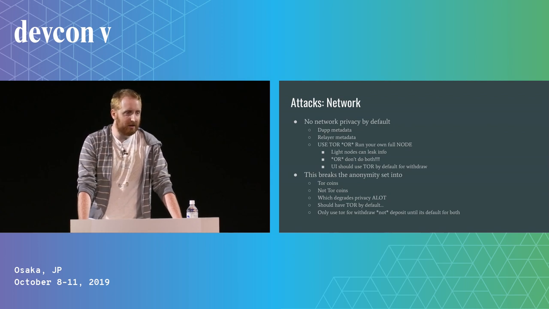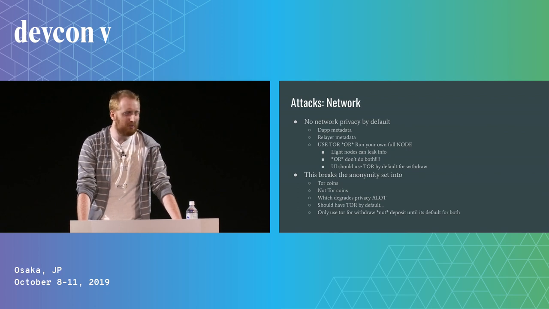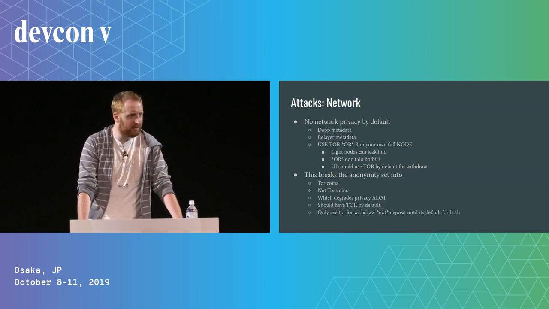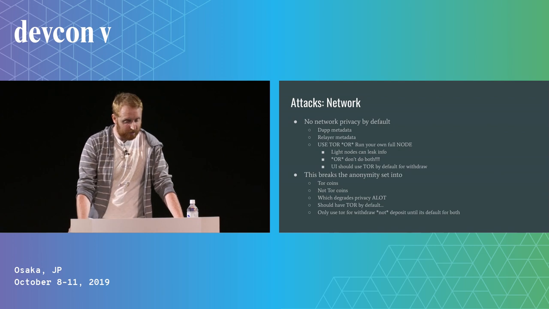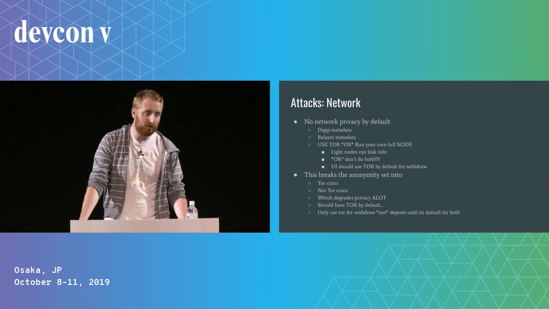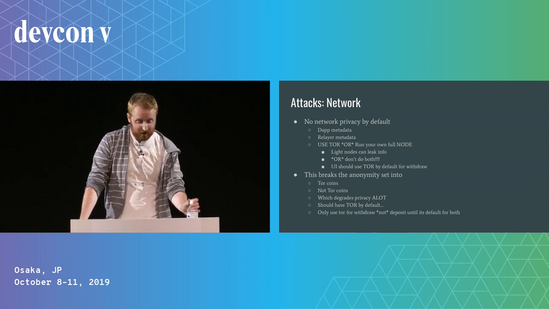So for example, imagine that there's 100 coins in the mixer, and one person deposits a coin with Tor. And then sometime later, someone withdraws a coin with Tor. It seems pretty logical to say that the person who deposited with Tor is also the person who withdrew with Tor. It seems reasonable, because why would you deposit with Tor and then remove Tor for the withdrawal? So there are these kind of heuristic attacks that you need to be careful about. In the long run, we should have Tor by default for the deposit and the withdrawal.